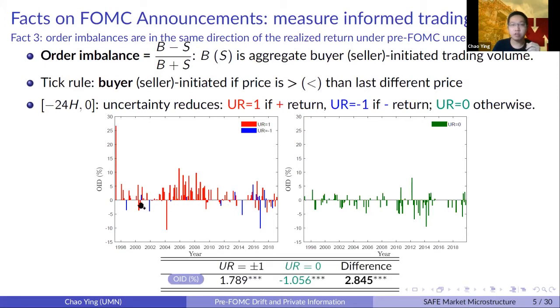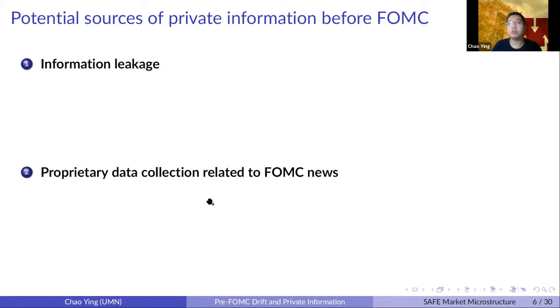Besides, the average order imbalance when there is uncertainty reduction is significantly positive, which is consistent with the positive pre-announcement drift. The significant difference of these two groups implies the presence of informed trading before FOMC announcements when the uncertainty decreases. Here are the potential sources of the private information before FOMC announcements.